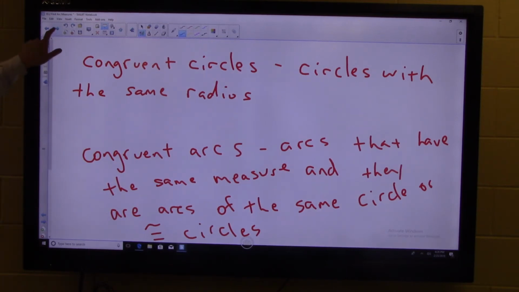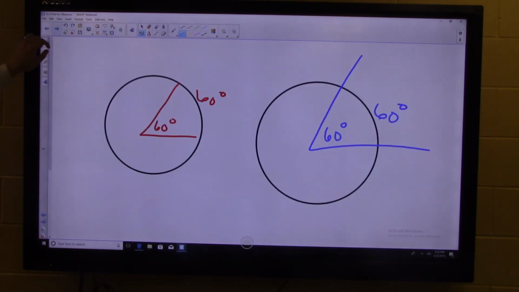All right, here we go. So, first of all, congruent circles. Sorry, don't write this down yet. Let me think this through. Let me draw something else.